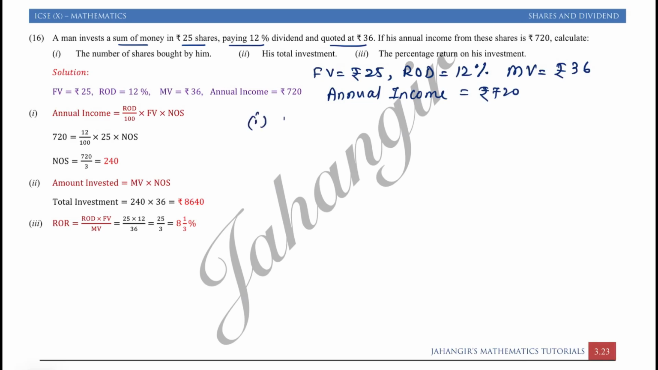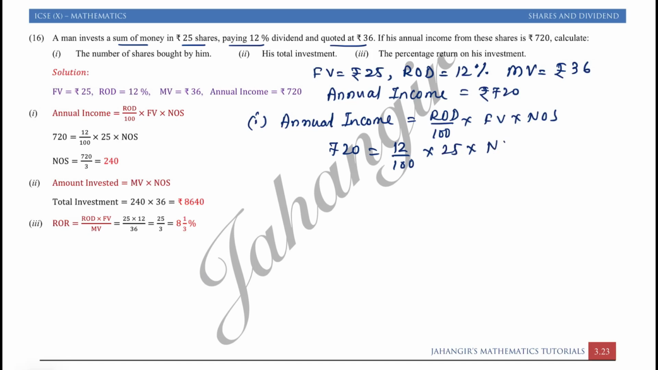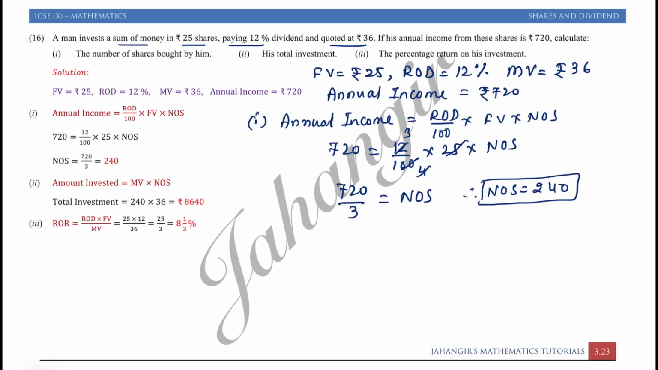So first we will use the annual income formula because it's given. Annual income is equal to ROD upon 100 into face value into number of shares. So 720 is equal to ROD, which is 12, upon 100 into face value 25 into number of shares. 25 ones are 25, fours are 4, ones are 4, threes are 12. So 720 divided by 3 is equal to number of shares. Therefore number of shares is equal to 240. So he had bought 240 shares.